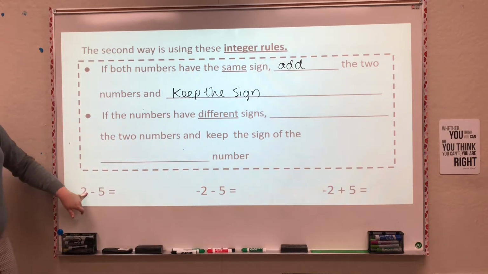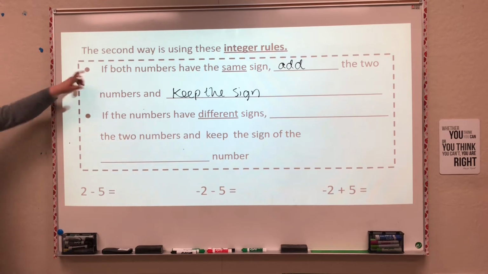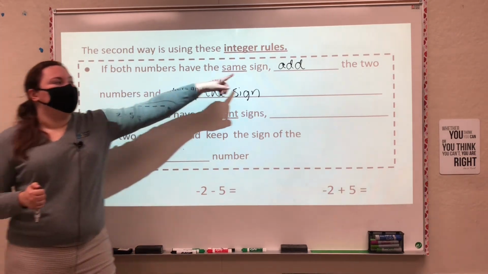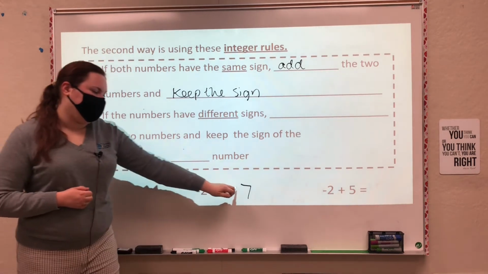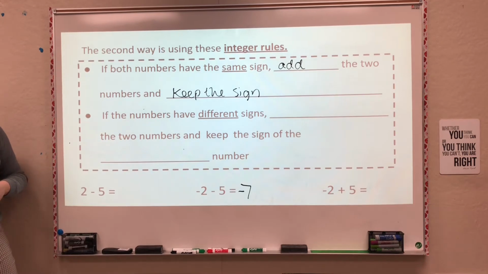We had 3 problems we've been looking at. Which one of these problems would I want to use this rule for? -2, -1. Yeah, here they were both negative, so we would want to add the numbers and then keep the sign, keep that negative sign there. And notice -7 is what we got earlier.